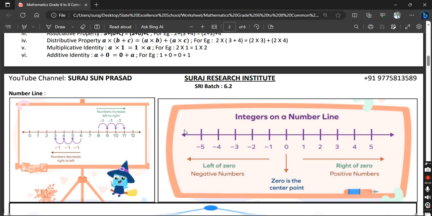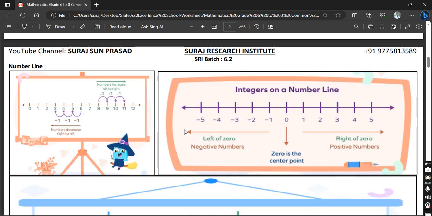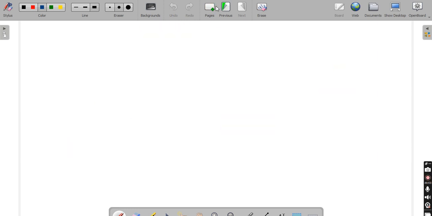Now how to add integers? Addition of integers is easy on our number line. How will I add? Suppose I need to add a number, then I will move step by step, plus 1, plus 1, plus 1, and so on. For example, let me give you an example and we will explain it.